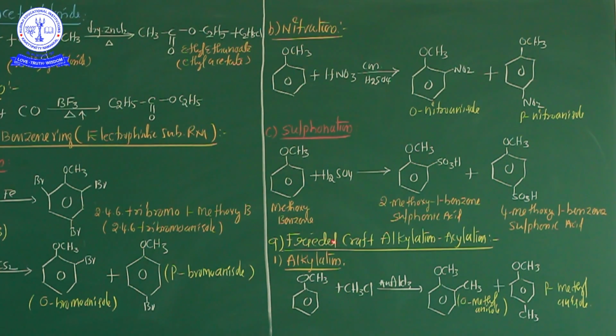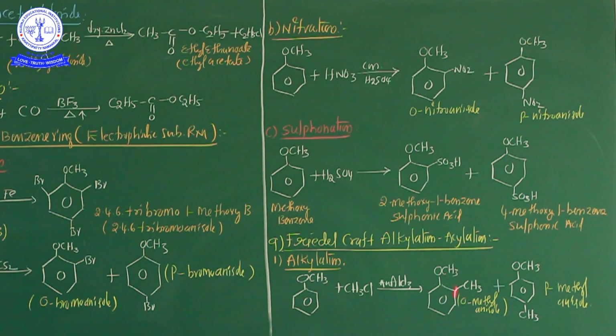Next, the ninth one: Friedel-Crafts alkylation and acylation. These are also very important. Friedel-Crafts alkylation and acylation already came in phenol chemical properties. Even in ether, both Friedel-Crafts alkylation and acylation are there. See carefully here. Now alkylation: in this alkylation, this is anisole. Anisole treated with CH3Cl, methyl chloride or chloromethane, in the presence of anhydrous AlCl3. Now what happened here?